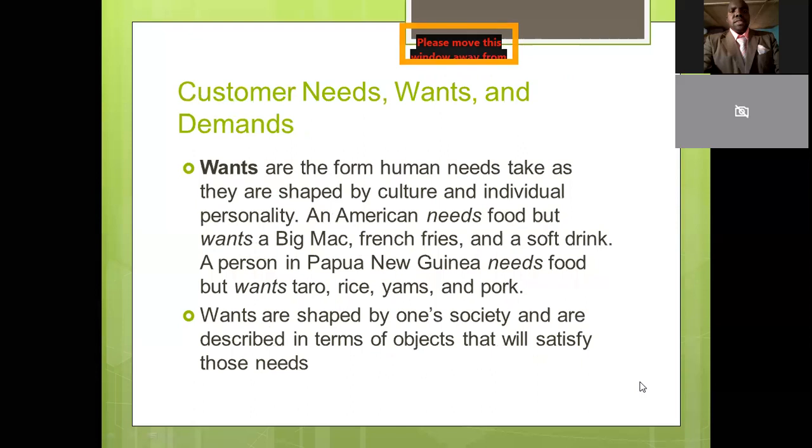Wants are the form human needs take as they are shaped by culture and individual personality. An American needs food, but wants a Big Mac, French fries, and a soft drink. A person in Papua New Guinea needs food, but wants taro, rice, yams, and pork. Good?